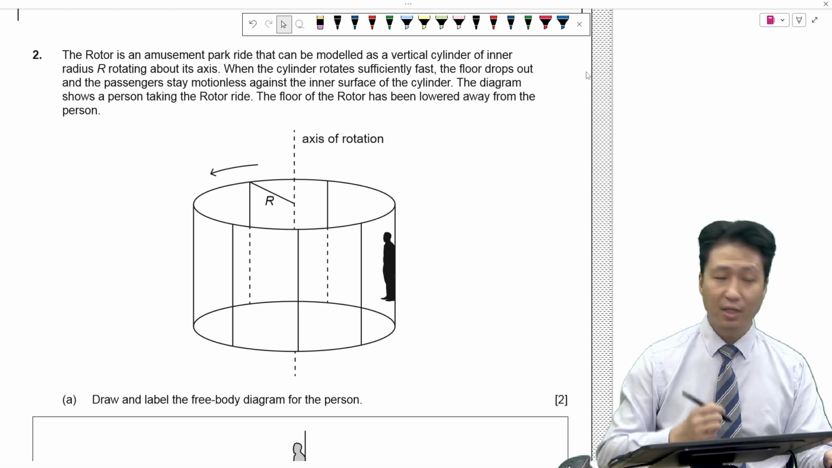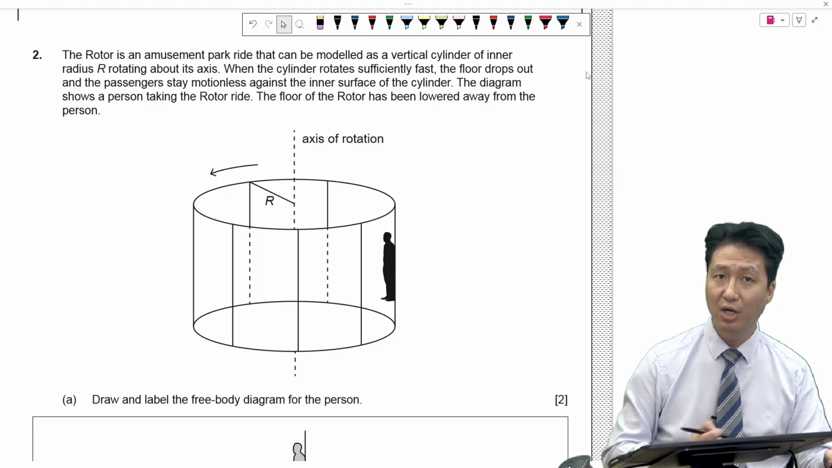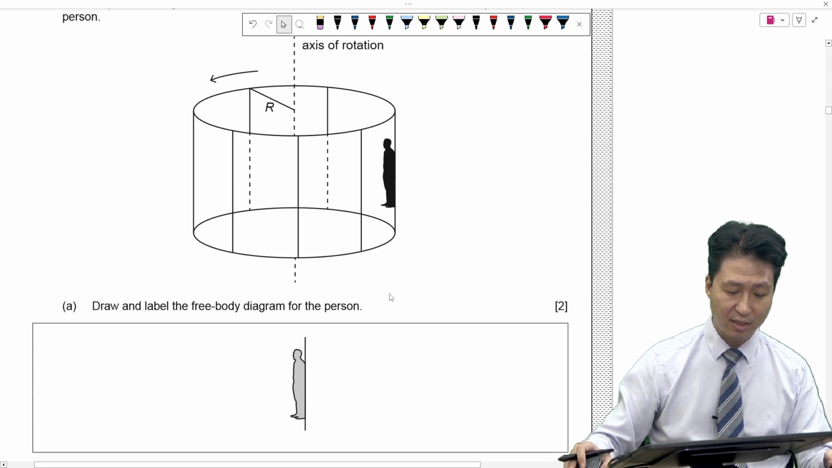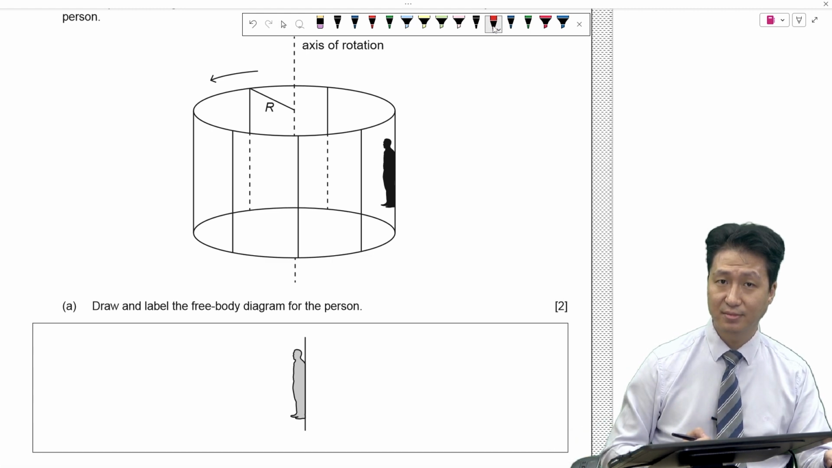On the next question, question number 2, the question reads, the rotor is an amusement park ride that can be modeled as a vertical cylinder of inner radius r, rotating about its axis. When the cylinder rotates sufficiently fast, the floor drops out and the passengers stay motionless against the inner surface of the cylinder. The diagram shows a person taking the rotor ride. The floor of the rotor has been lowered away from the person. Part A says, draw and label the free body diagram for the person.